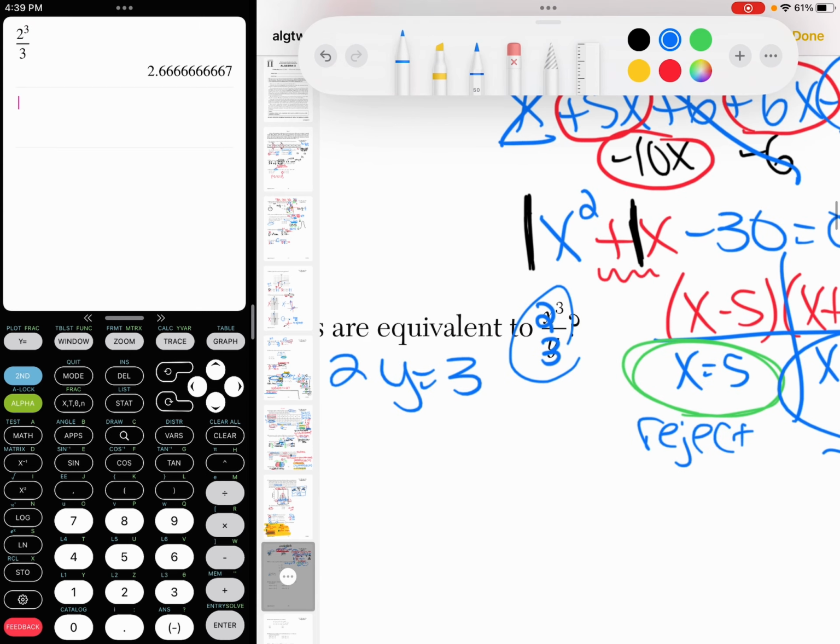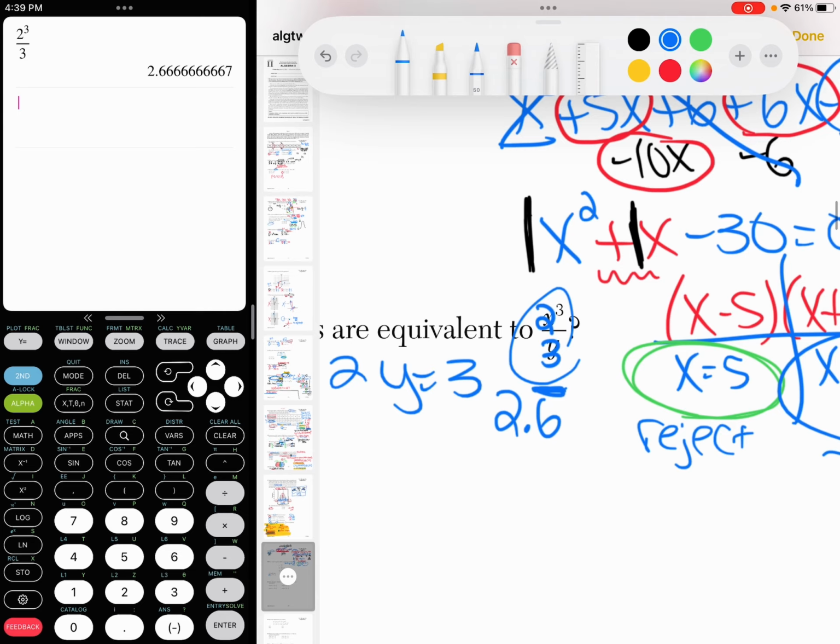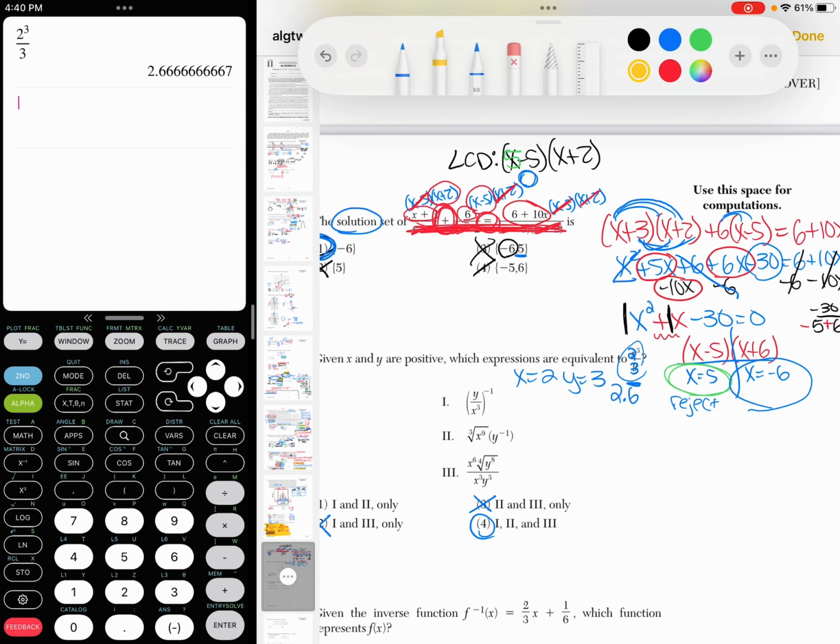Now again, there's no significance to this number. I tell you again, all it means is you have to find the one that's equivalent to that. So I'm looking for the choices that are equivalent to 2.6 repeating.